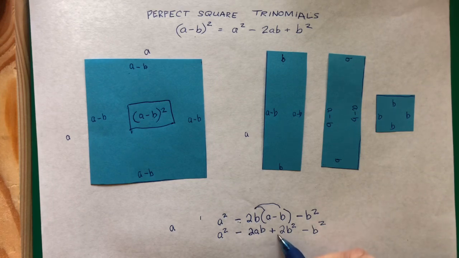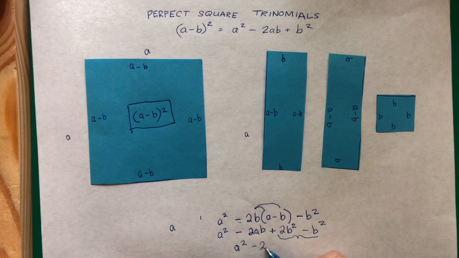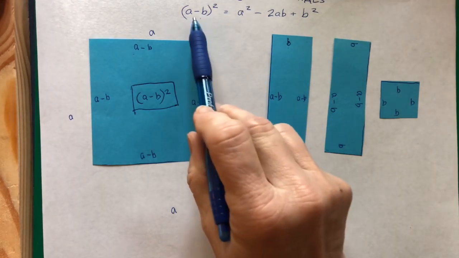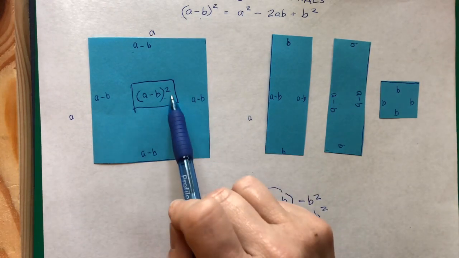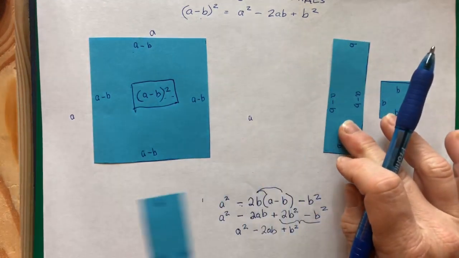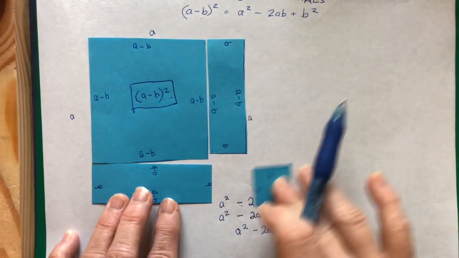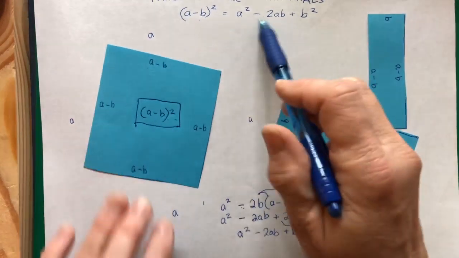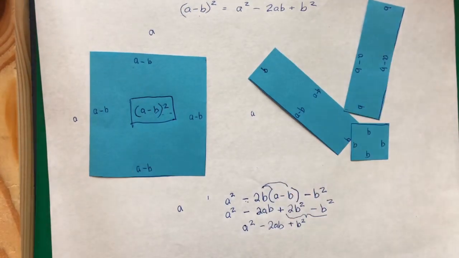Now, if we combine these two like terms, we get a squared minus 2ab plus 1 of these, b squared. So that's how we can model this with area models. And we got our equation. We started out wanting to find out what this square was, and we figured out that if we started with a squared and took all these parts away, this is how we derived that formula.